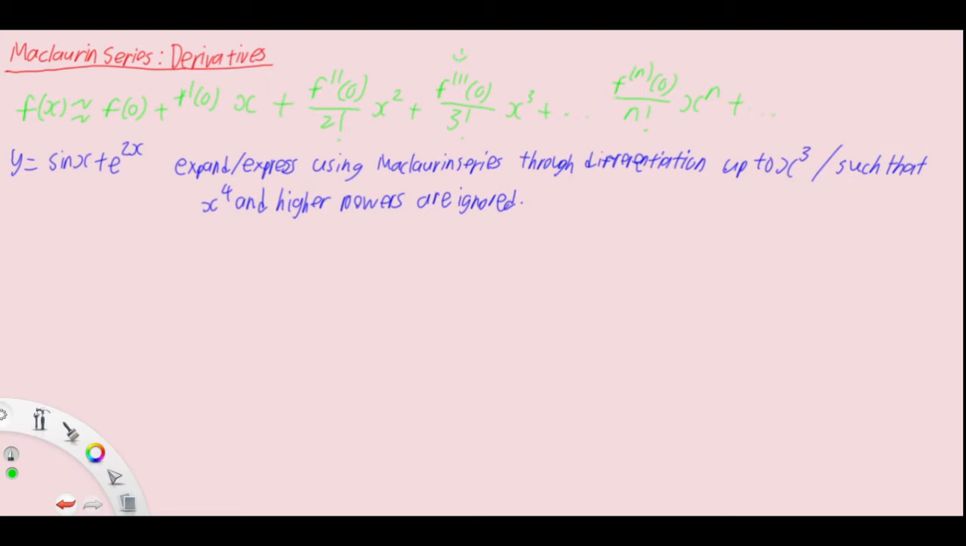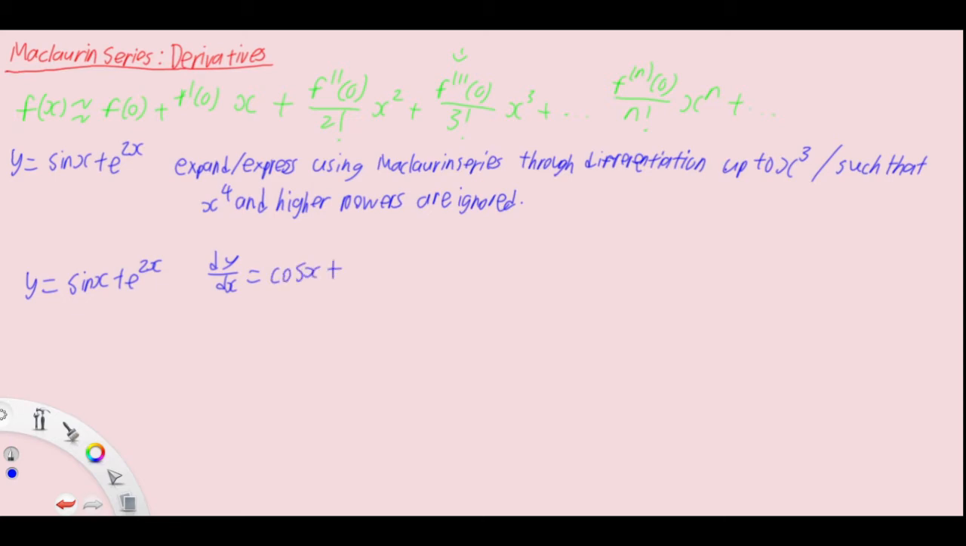Since we're talking about differentiation, the question only asks for differentiation. Let's differentiate that. So we have y equals sine x plus e power 2x. You want to find up to x cubed, so you differentiate until the third derivative. Let's start with the first derivative.